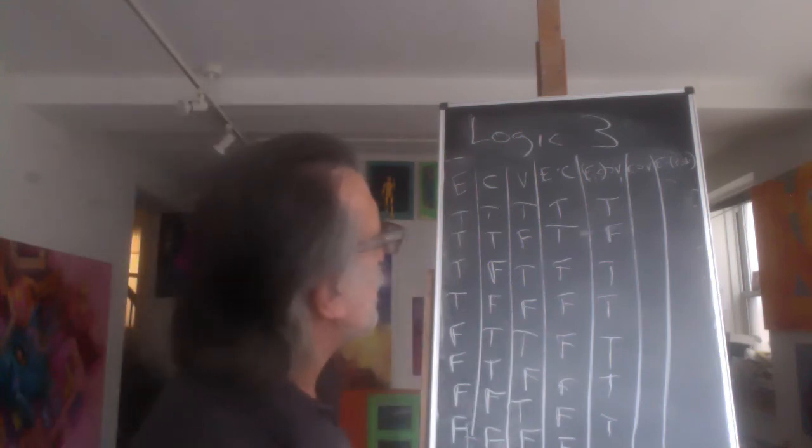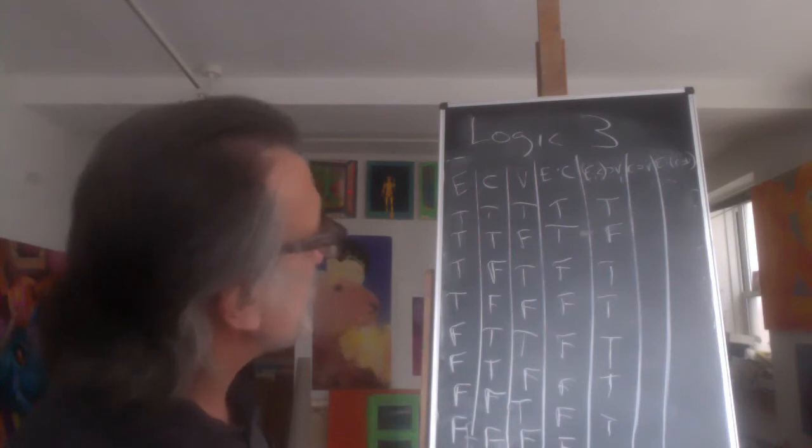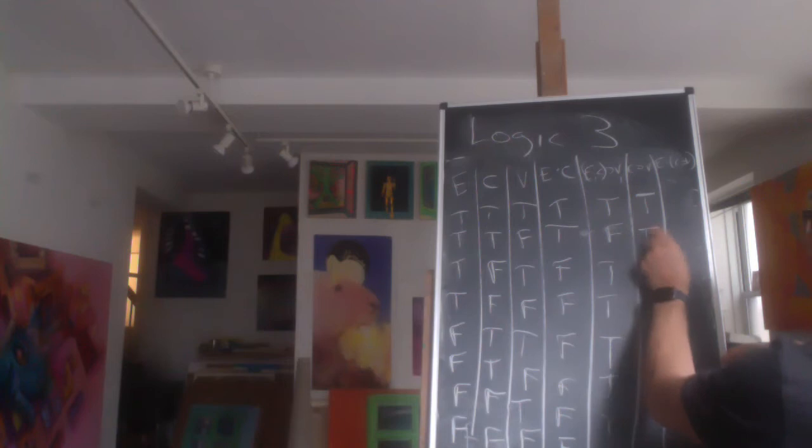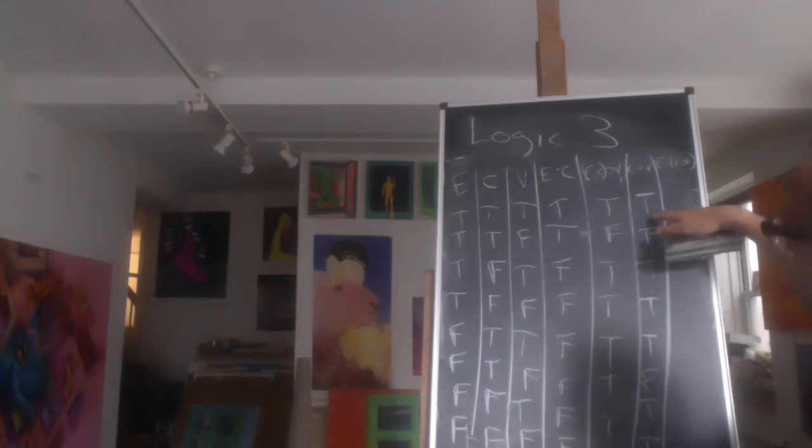Now, let's do the same thing and build the column for E and if C then V. If C then V, let's see, it's going to be true, false, true, true, true, false, true, true. And then we want to take the conjunction of that with E. Well, E is false down here.